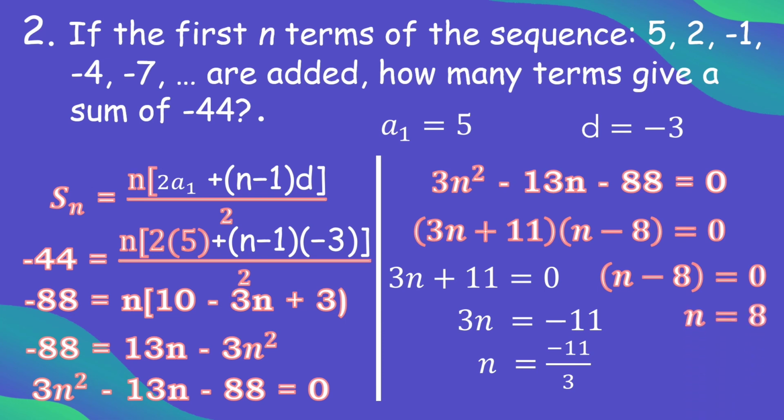When we are talking of the number of terms, we always use a positive value. So we will not use n equals negative 11 over 3. There are 8 terms in the arithmetic sequence: 5, 2, negative 1, negative 4, negative 7, and so on, with a sub 1 equals 5 and a sum of negative 44.